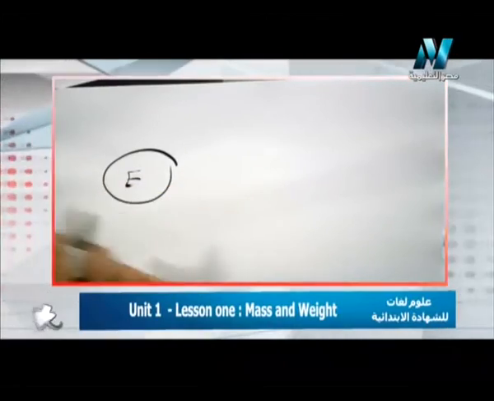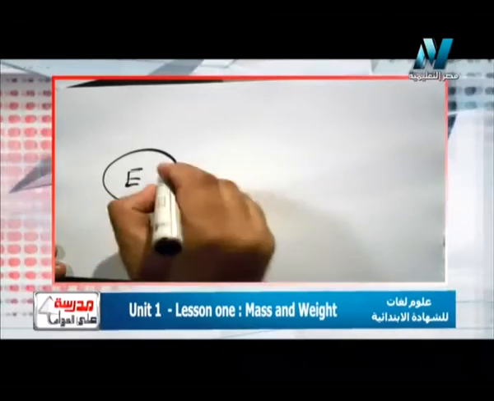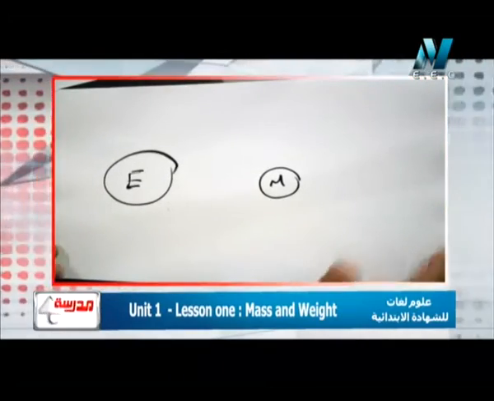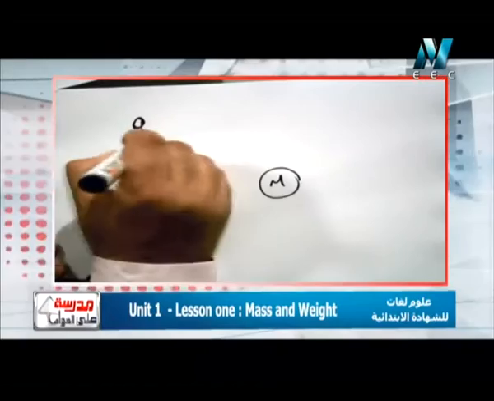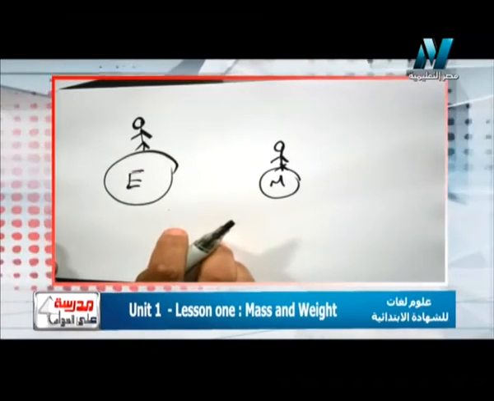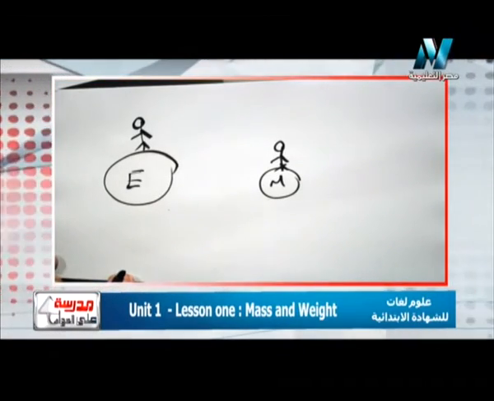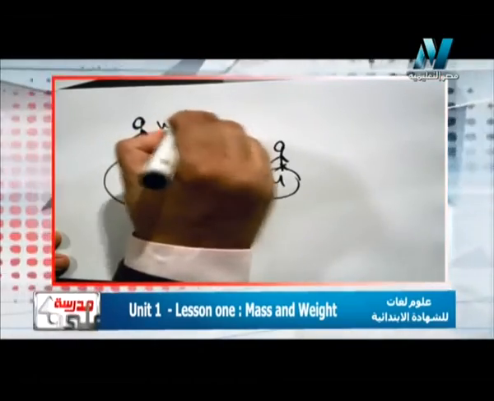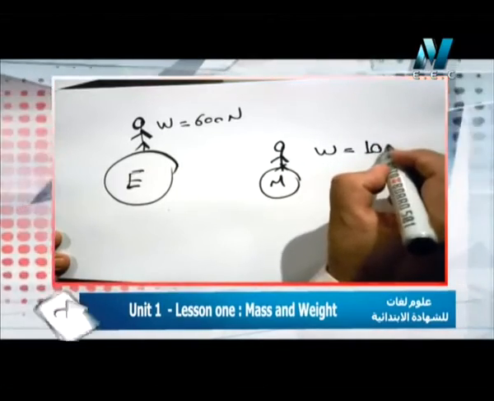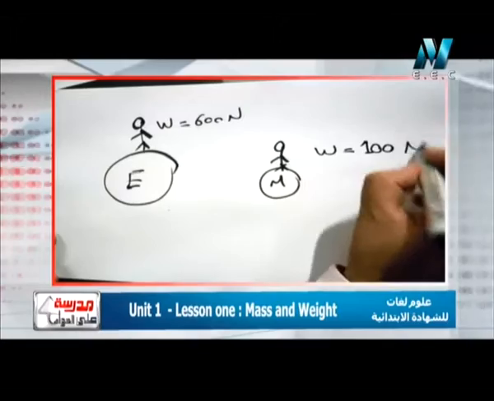To understand it more, here is a very important example to differentiate between weight on the earth and weight on the moon. Imagine that this is the earth, and we know that the earth is much bigger than the moon, and this is the moon. Which one is bigger, the earth or the moon? The earth. So if I stand here on the earth, I will have weight. If I stand on the moon, I will have less weight. That means the moon pulls me with less force than the earth. For example, if weight here is 600 Newton, weight there will be less, only 100 Newton.